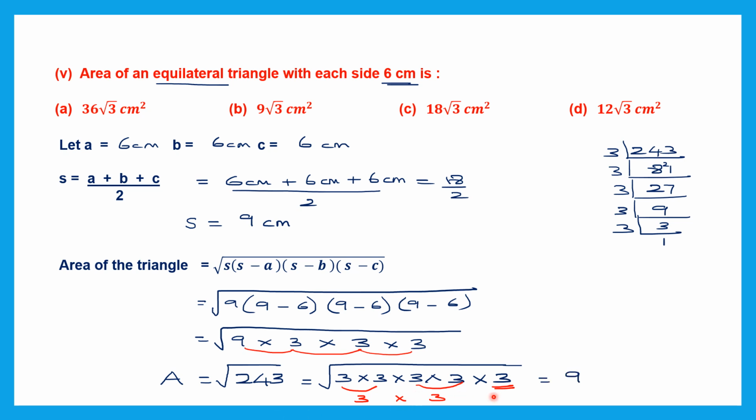Now this one doesn't have a pair. So that will be by itself. It is still under the square root symbol. So 9 root 3, and the unit here is centimeter square. So this is the area of this triangle, 9 root 3 centimeter square, and that is option B. Option B is given to us. That is our answer.